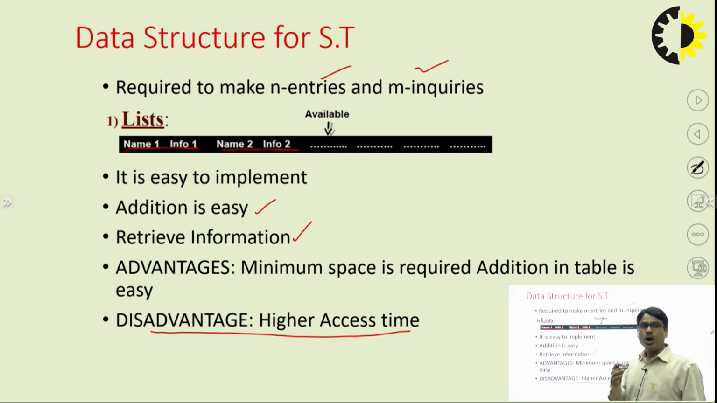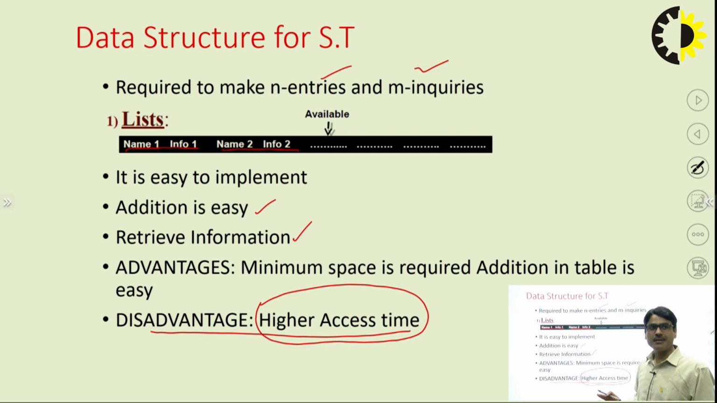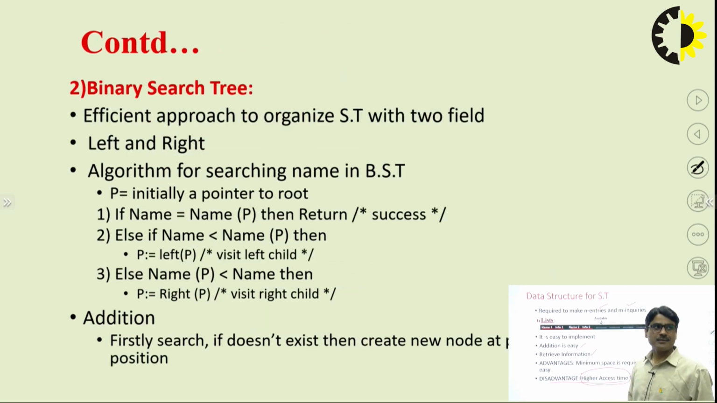So according to this advantage and disadvantage, we have to decide for which kind of data we should use this list. That helps in deciding your database, the decision for accessing your database. Where space is very important and addition is important, definitely you have to use the list at that place. But if you access the data and require the minimum access time, that particular list data structure is not up to the mark. So we have to switch over to another data structure.